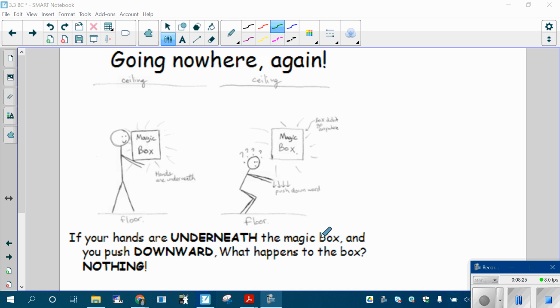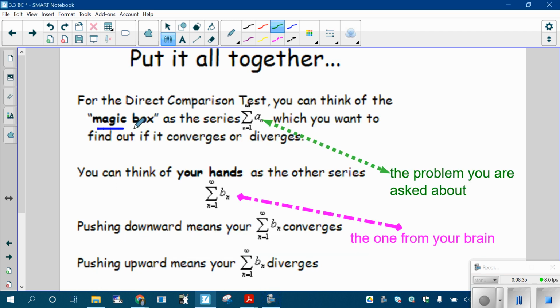In other words, if this is the series that you're trying to figure out something about, it's probably just easier to look here. So if you think about the magic box as the series that you're trying to figure out whether it converges or diverges, and you think about your hands as another series, okay? If your hands are pushing downwards, that's equivalent to you knowing that your hand series, that series that you came up with in your mind, converges. And your hands going upwards is equivalent to the series that you thought of in your brain diverging.